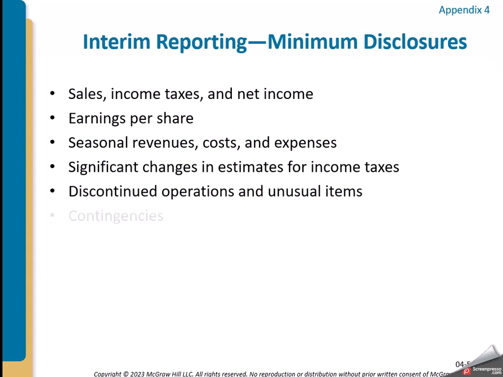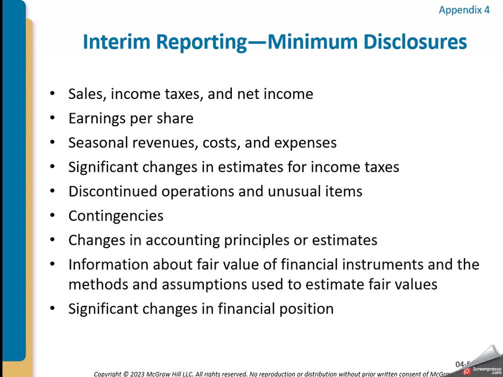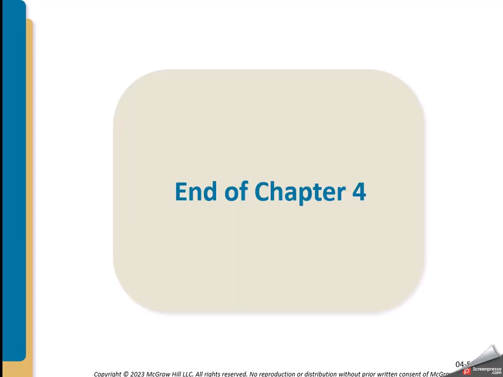And at a minimum, this is the stuff that we would have to disclose in our quarterly reports. So basically our income, our earnings per share, any seasonal revenues, costs, and expenses, if we had any significant changes, any discontinued operations, any contingencies. So those are like lawsuits that happen. We would want to disclose those, any changes in our accounting principles, or any significant changes in our business. So that is our income statement. And again, the disclosures related to that.